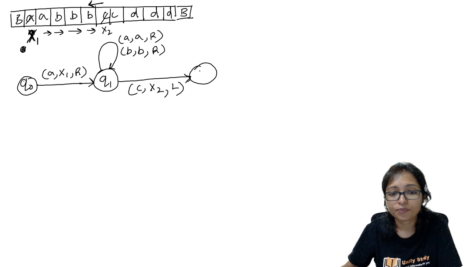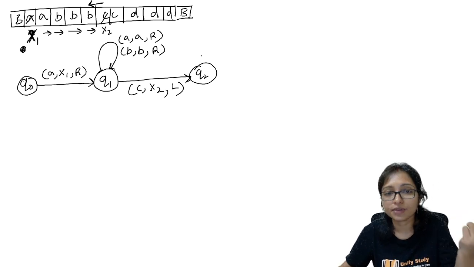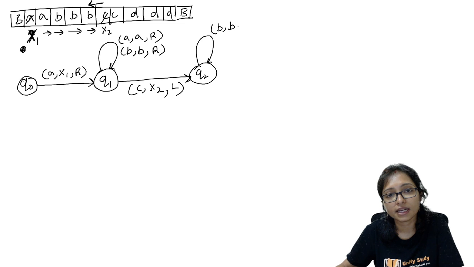On the way I am in the q2 state. I will get some b, I will get some a, leave them as they are. So it is in a loop. Whenever you get b, leave it as it is, and whenever you get a, leave it as it is.